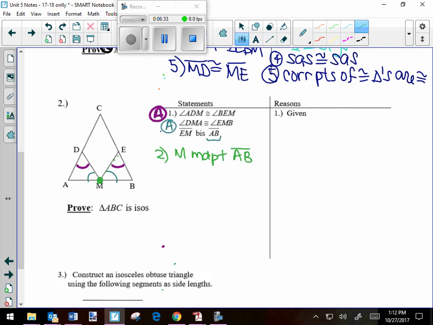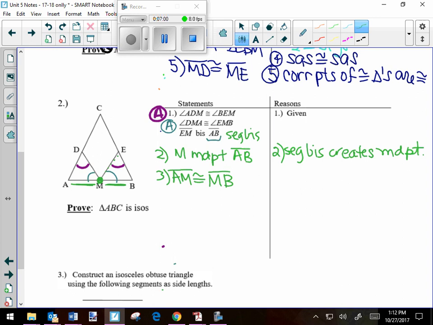The reason why I know that I get a midpoint is because in line 2 I have a segment bisector, and a segment bisector creates a midpoint. So I say who the midpoint is and what that midpoint is the midpoint of, in this case segment AB. Once I know that M is the midpoint, now I can say that these two are congruent to each other. So my midpoint divided that segment into two congruent segments, giving me that AM is congruent to MB. Midpoint divides segment into two congruent segments.